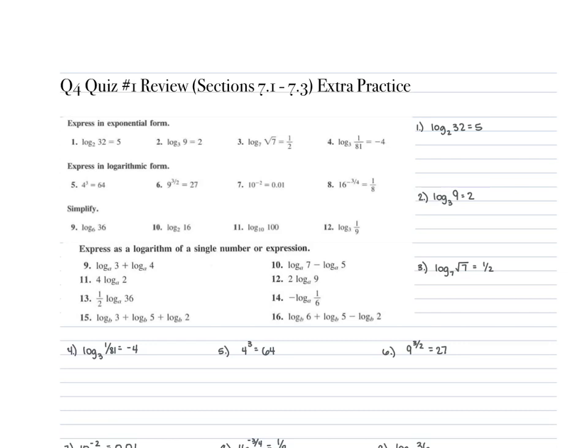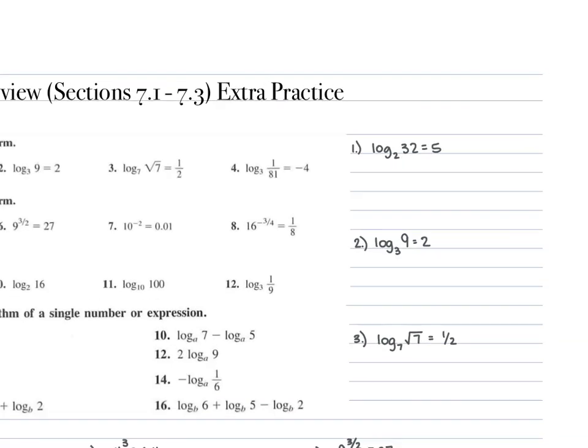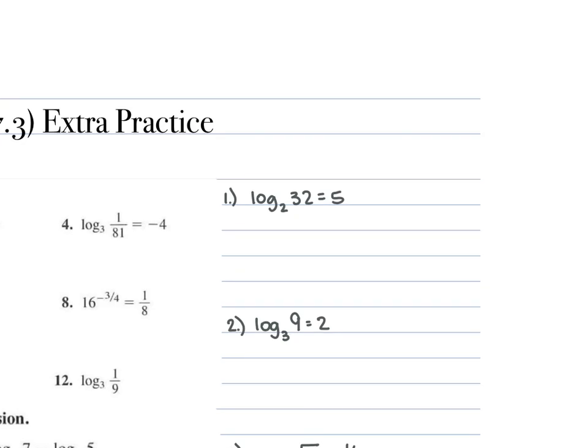So if we look at the first set of examples, 1 through 4, we're expressing these logarithmic equations as exponential form equations. So if we look at example 1, we have log 2 of 32 is equal to 5. So we want that base to be that whole number, and then that 32 and that 5 are going to work clockwise and switch places. So it's going to be 2 to the 5th power is equal to 32.